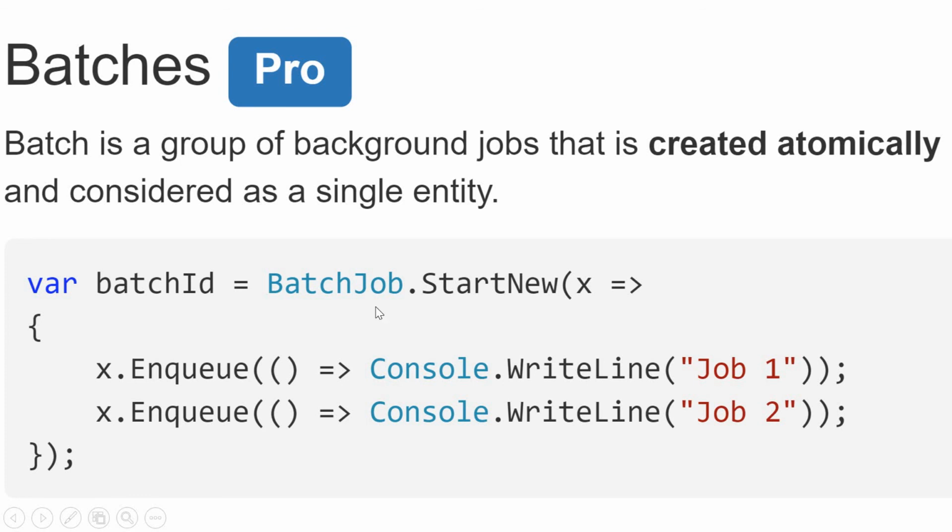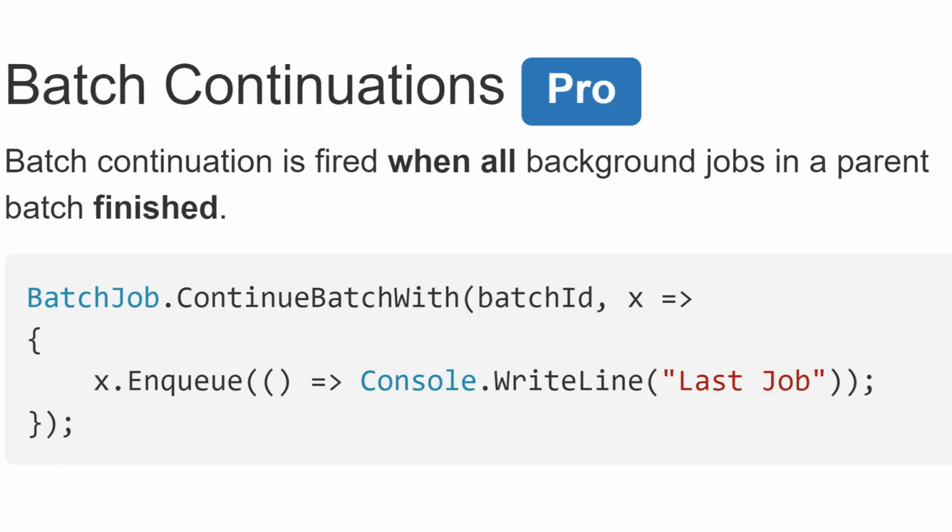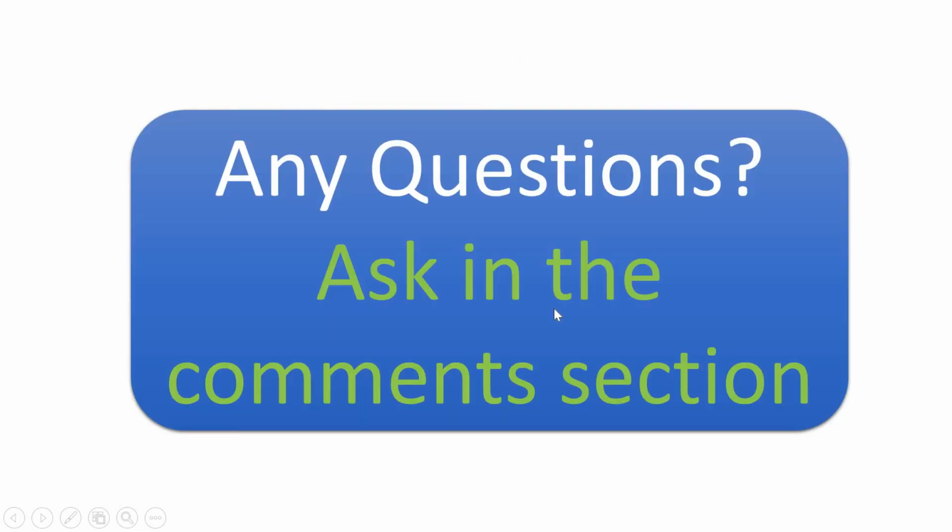So these are batches. The next one is batch continuations. Batch continuations are similar to continuation jobs, but here you need to give a batch job ID instead of a normal job ID. So this is also a batch job. Here also you can mention the different jobs and you need to put in a batch job ID. This will be executed after the batch is completed. Okay, these are all the different jobs supported by Hangfire.